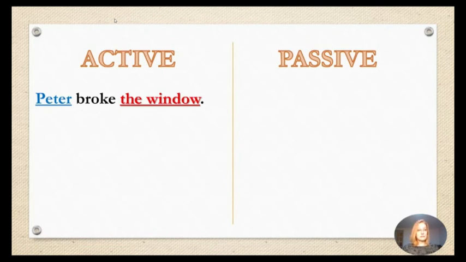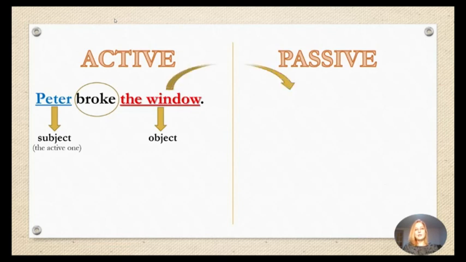How do we make a passive sentence out of an active one? We have this sentence, Peter broke the window, and we said that Peter is the subject and the active one, which means that he is the doer, he is the performer of the action. And we have the action itself, which is broke. We said that this was the past simple tense of the verb break, and the window is the object. So now we take the object of the active sentence and make it the subject of the passive one. So we start with the window.